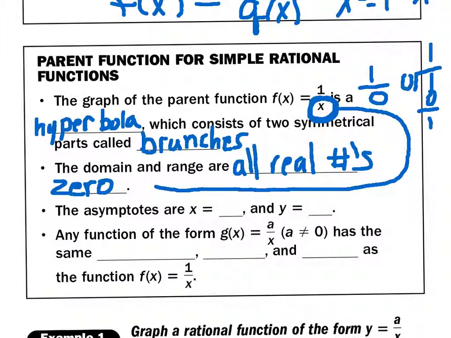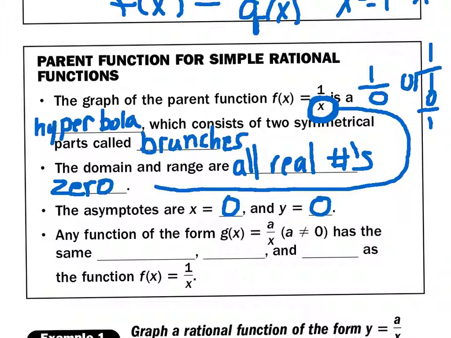So the asymptotes of this are x equals 0 and y equals 0. Remember, an asymptote is a line that the graph doesn't ever cross. It comes real close to it, but doesn't cross. It curves into it.